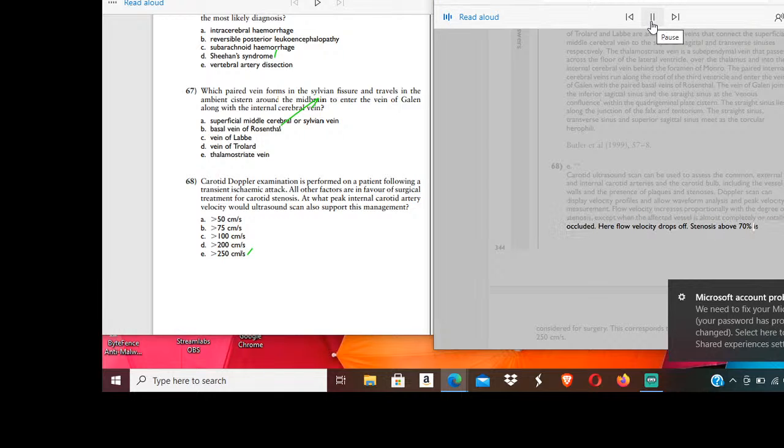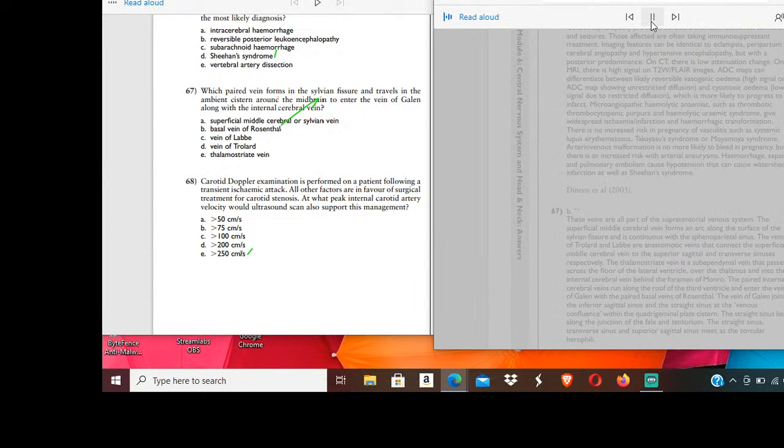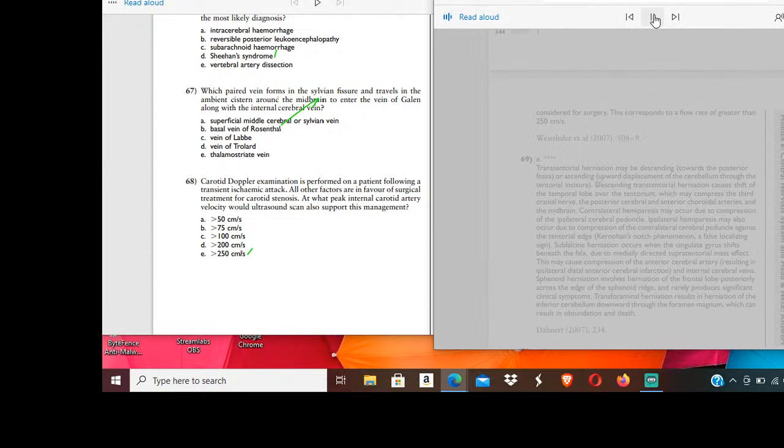Stenosis above 70% is considered for surgery. This corresponds to a flow rate of greater than 250 cm/s.